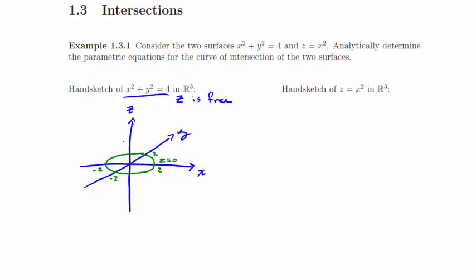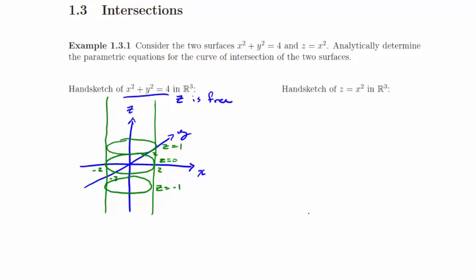But if z is 1, we'll get another circle. We'll just get the same looking thing, but up here. And if z is negative 1, we'll get the same thing, but down here. And if z is 1/2, we'll get the circle in between this. If z is 5, we'll get a circle up here. We can have different z values and get this entire cylinder.